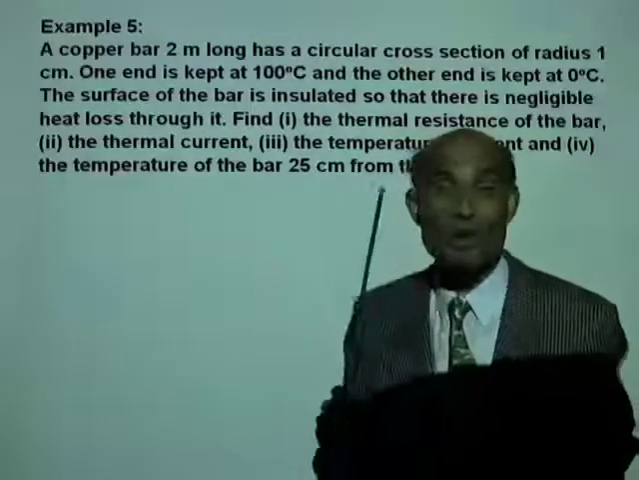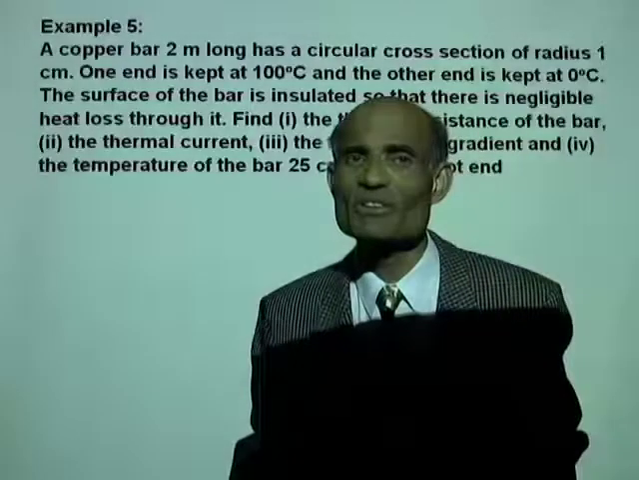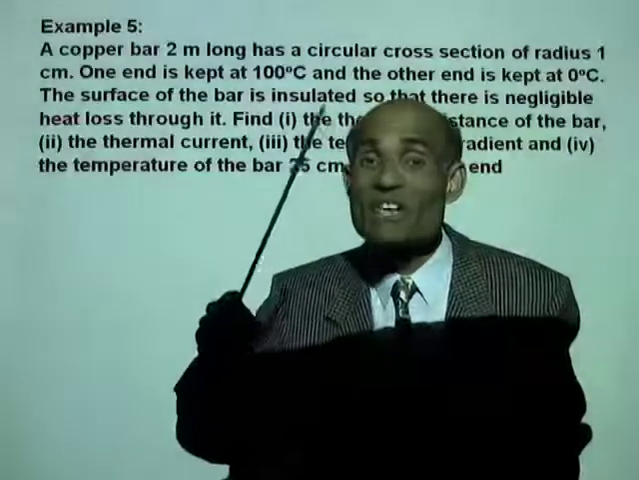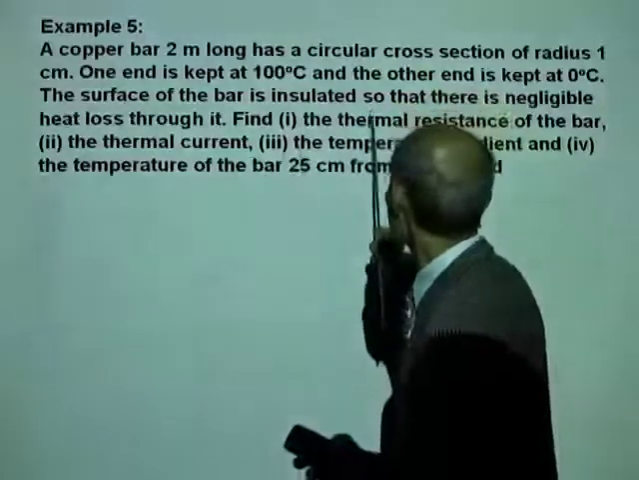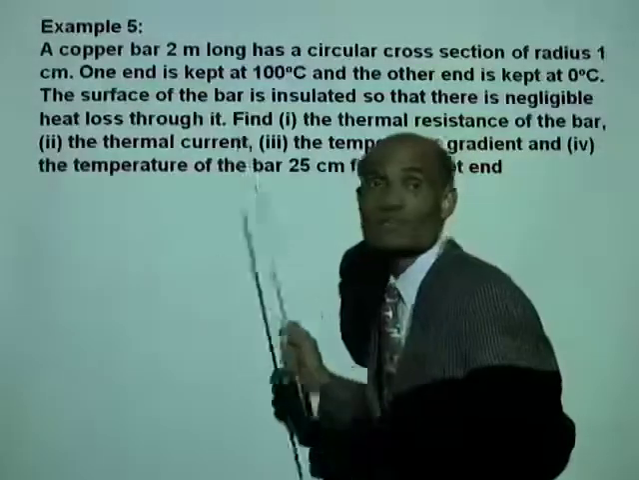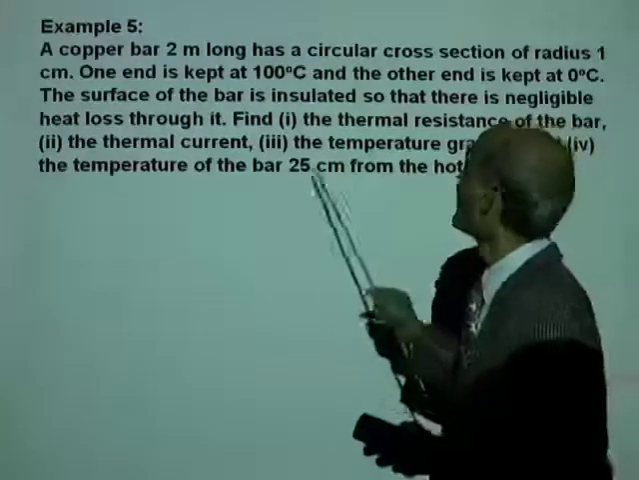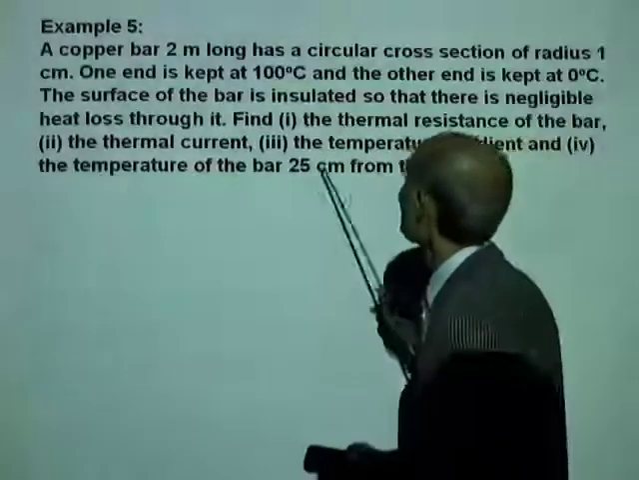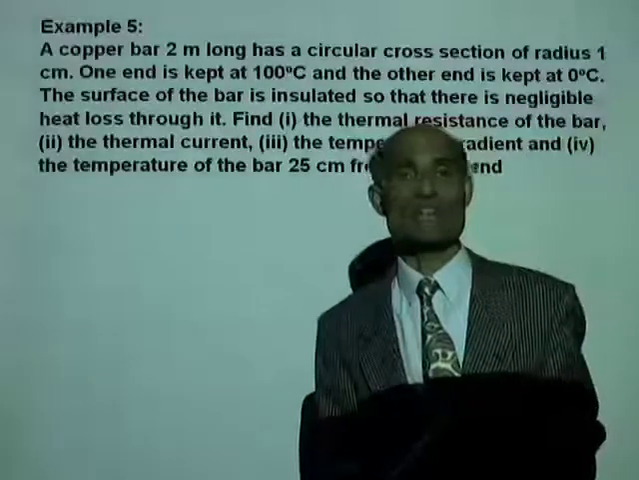Well, if you know that formula, can you tell me what is the formula for thermal resistance? Isn't it delta X over KA? Well, find the thermal resistance of the bar, find the thermal current, the temperature gradient, and the temperature of the bar 25 centimeters from the hot end.